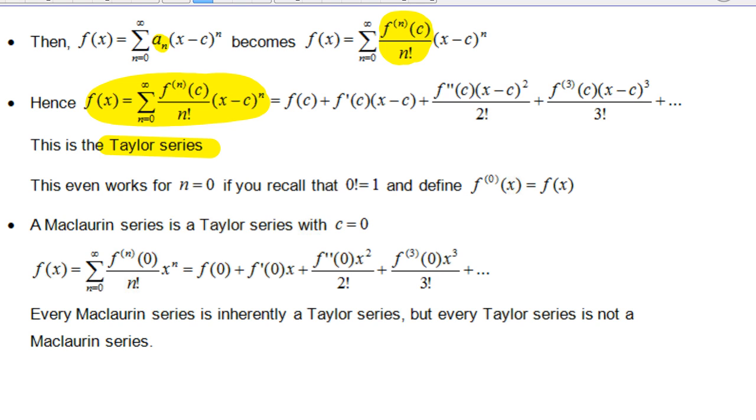Now, remember, this is centered at c, but if c is equal to 0 and you plug in 0 in place of c, then what you end up with is a Maclaurin series. So basically, every Maclaurin series is a Taylor series, but every Taylor series is not a Maclaurin series.